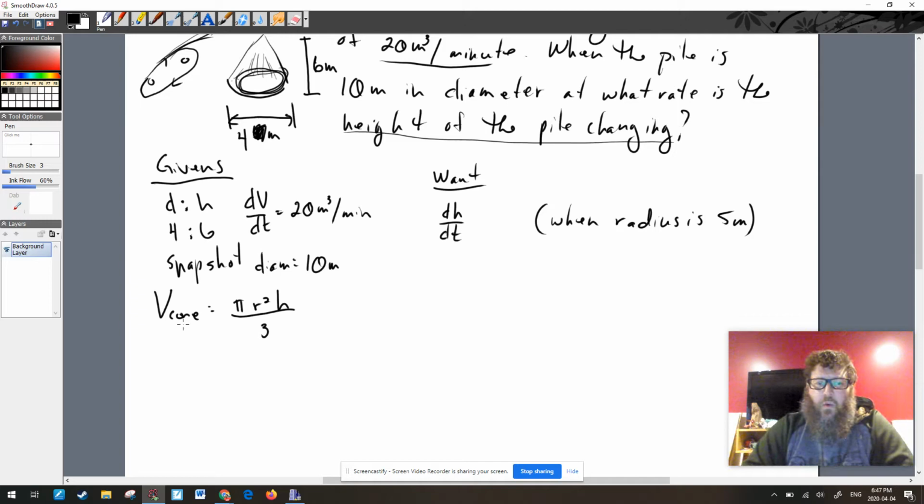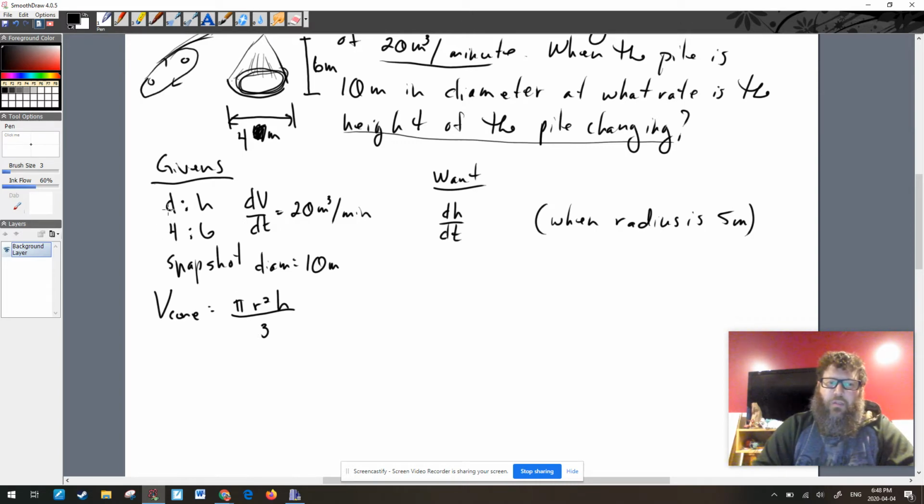So we know what dV by dt is, and what we really want is dH by dt. But we've got R's and we've got H's. Now, particularly now that we know how to do implicit differentiation, we know how to differentiate this with two separate variables, but it would be in our interest to try and get it in terms of one variable.